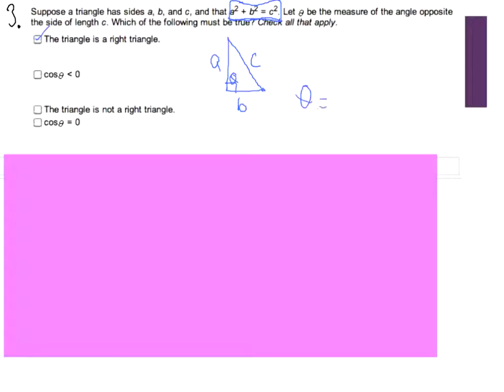That means theta equals 90. So what's cosine theta? What's cosine of 90? Cosine of 90 is 0. Yep, you're right. So that means this bottom one would be correct, not this one, and not this one. So we just have to use the information that they give us, draw yourself a picture, and then it becomes a little bit more visual.